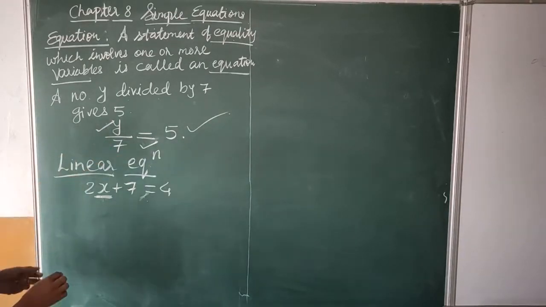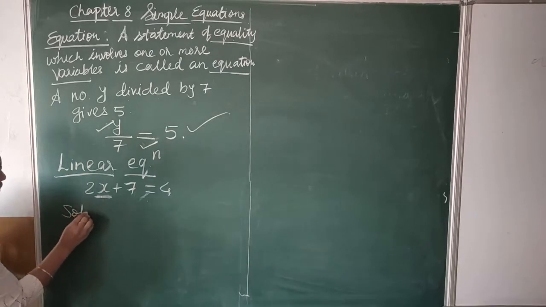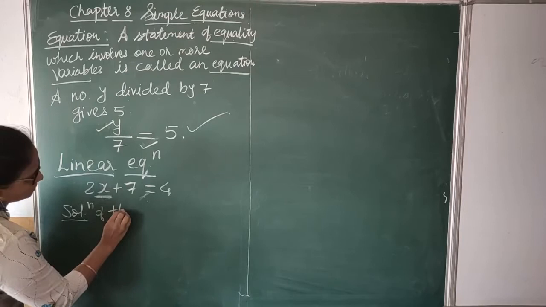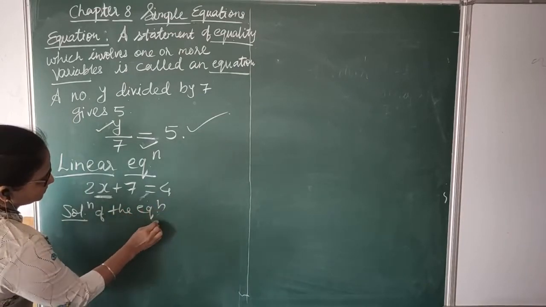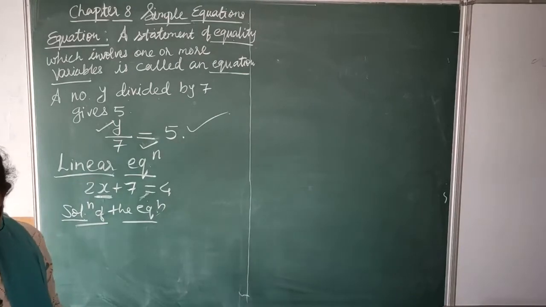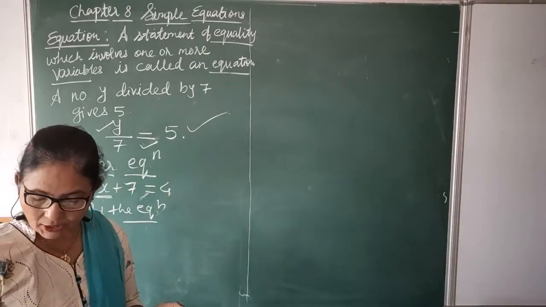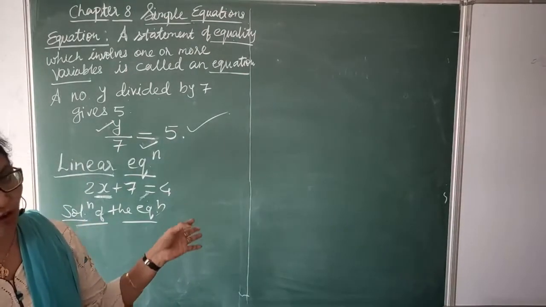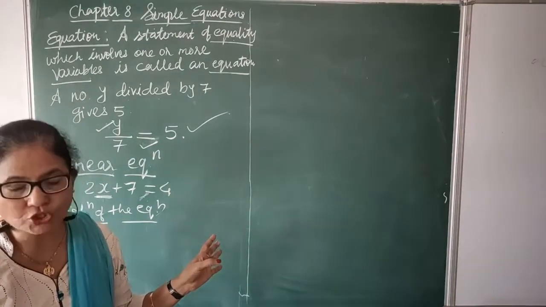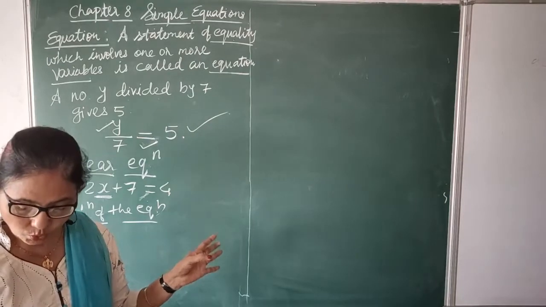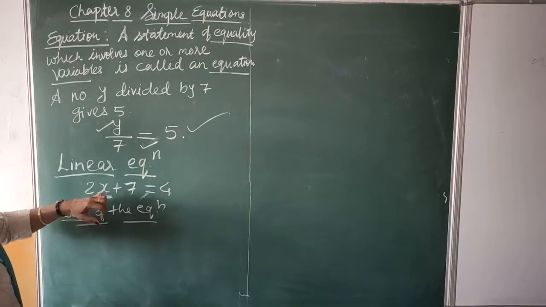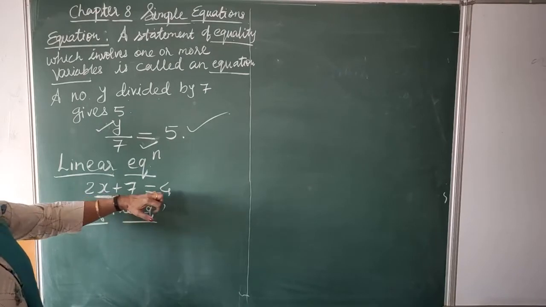Now let's see what is meant by solution. This is the short form, solution of the equation. Okay. Now solution of the equation means the value of unknown variable which satisfies equality of both sides of the equation is known as the solution, or you can say the root of the equation. Now let's see what does it mean. Now see, here we have 2x plus 7 is equal to 4 now.